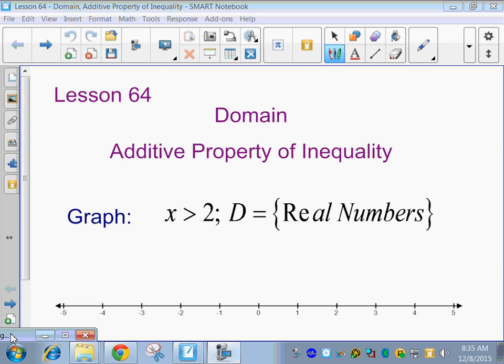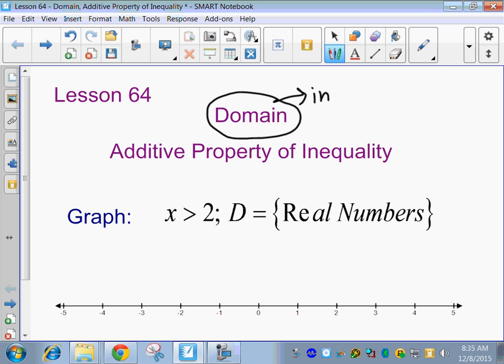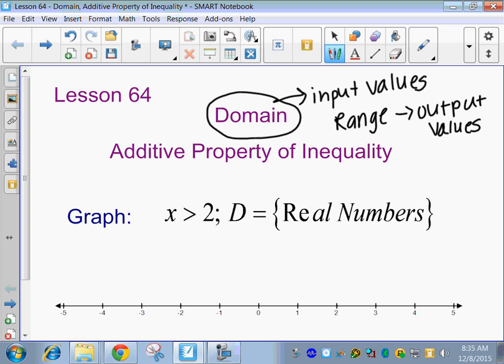Domain and additive property of inequality. So domain, anybody know what domain is? Have you guys heard of domain in math before? You have. Corey, do you know anything about it? Okay, awesome. So domain means the input values. Okay? The domain is the input values. At some point, you guys will learn the range, which is the output values. Okay?